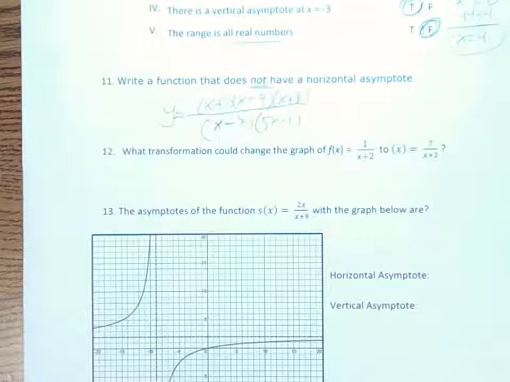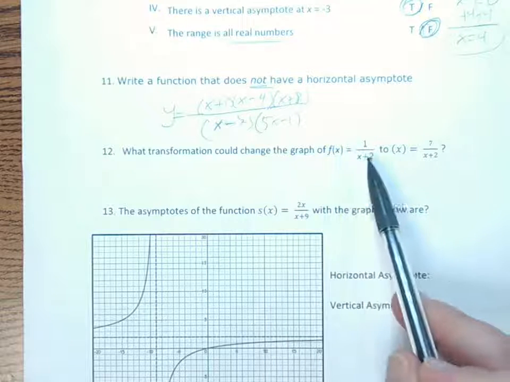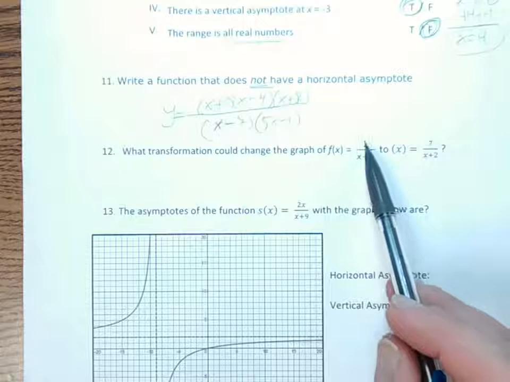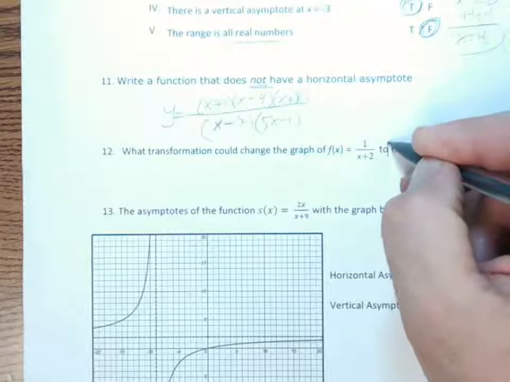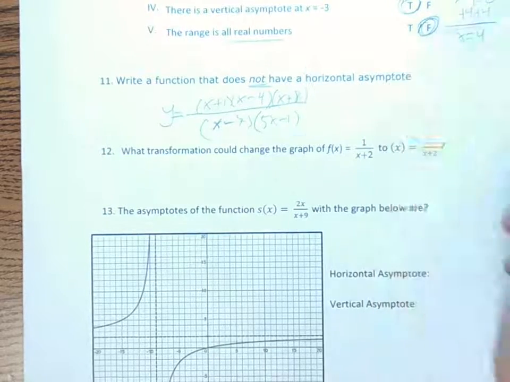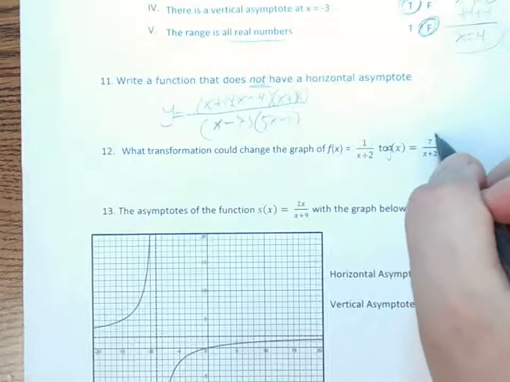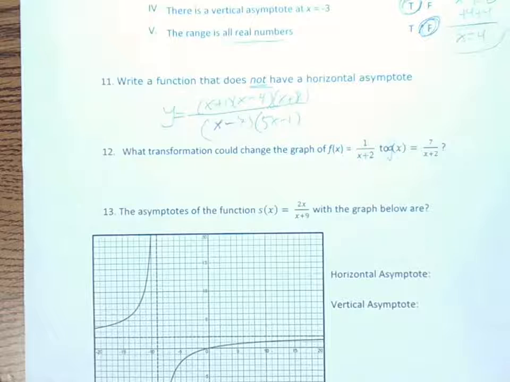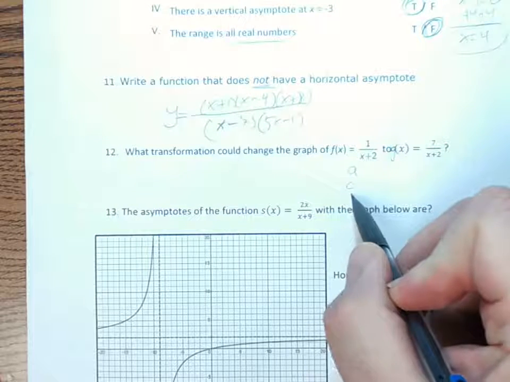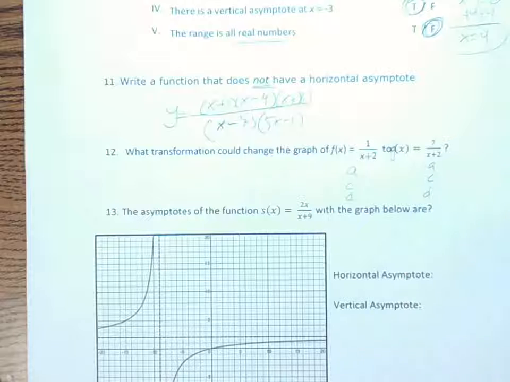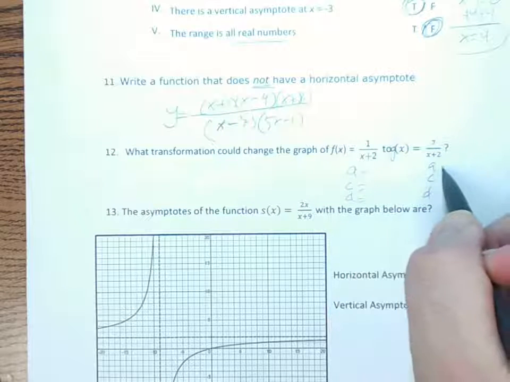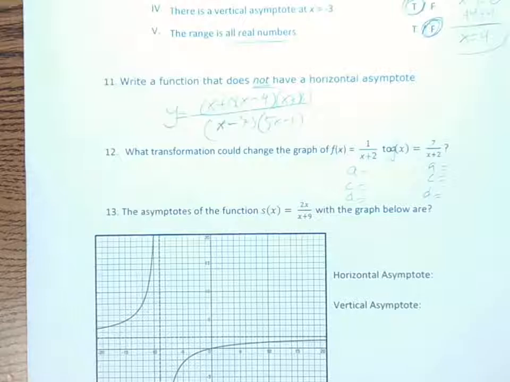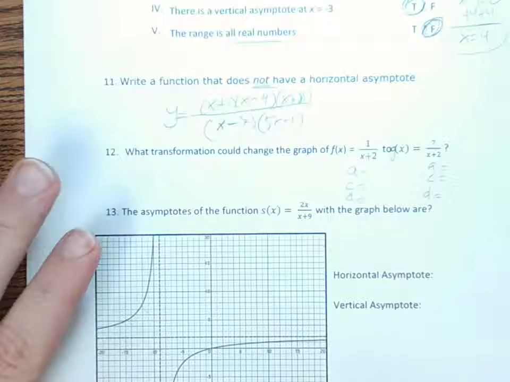So question 12 here on the Unit 6 example question set simply asks, what transformation could change f of x equals 1 over x plus 2 to, this should say g of x equals 7 over x plus 2. It's a great question. And the simplest way I know to do this is to write out what a, c, and d are for both of these, and then figure out which value changed. Each of these controls a different transformation of the equation, and then we can figure out what changed and how, and then interpret that.